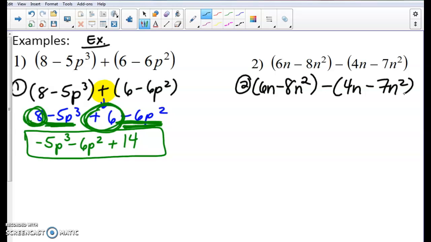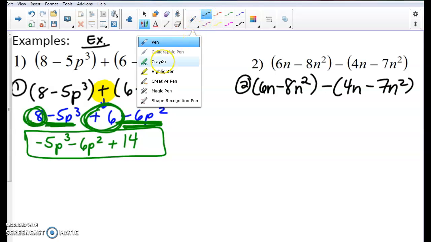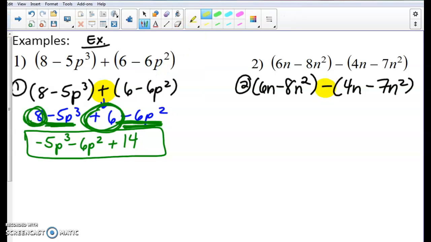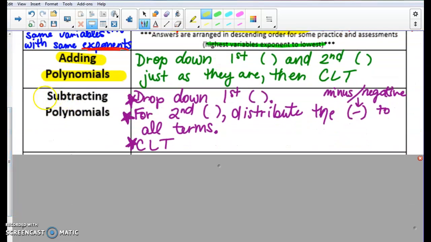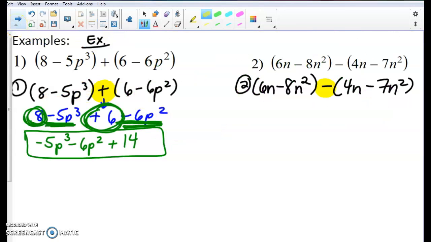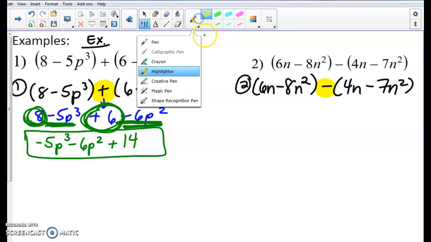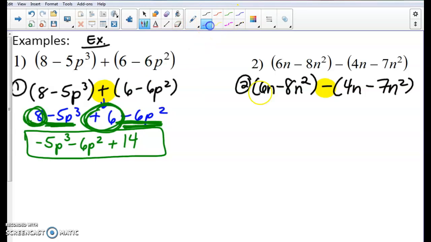Now, we're going to go back over here. Notice that our sign in the middle is minus. So find our subtracting polynomial rules. And it says for subtracting polynomials, we're going to drop down the first parenthesis and distribute the minus symbol to all terms in that second parenthesis. So let's go ahead and do that. We're just going to drop down the first one just as it is. So 6n minus 8n squared.